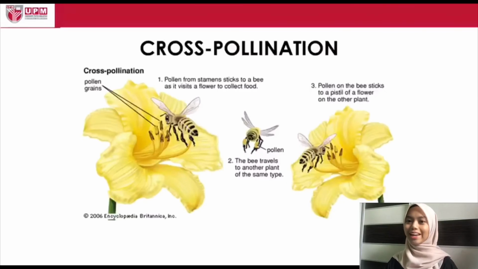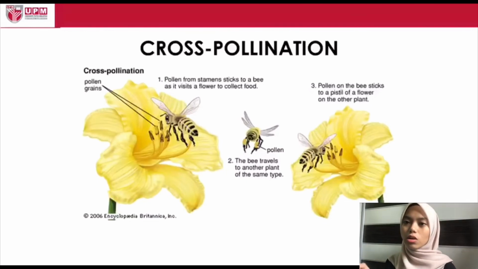Finally, we are at the last slide of our presentation, which is cross-pollination. There are 2 types of pollination, which are self-pollination and cross-pollination. So I'm going to explain the difference between both of them. Self-pollination occurs if the pollen is from the same plant. Meanwhile, cross-pollination occurs if the pollen is from a different plant but the same species.